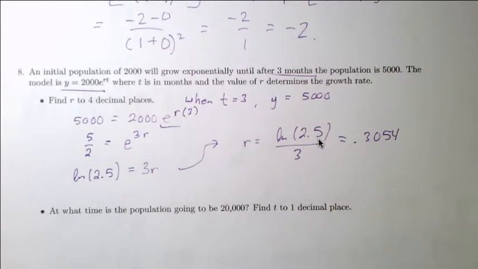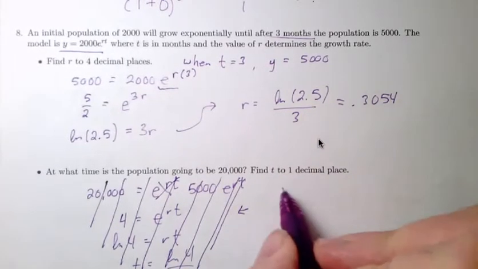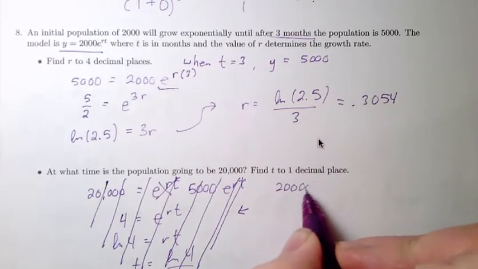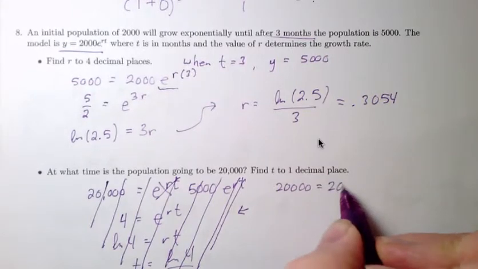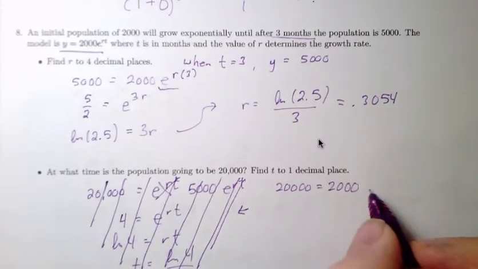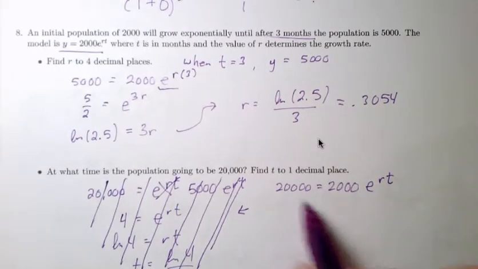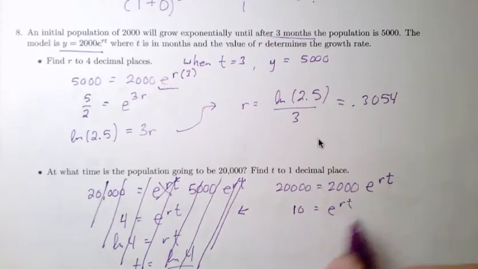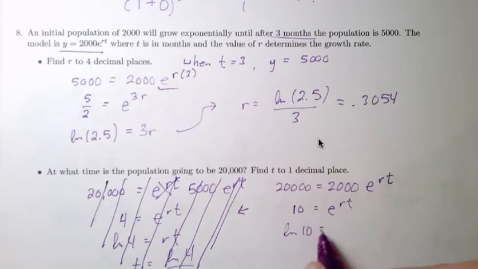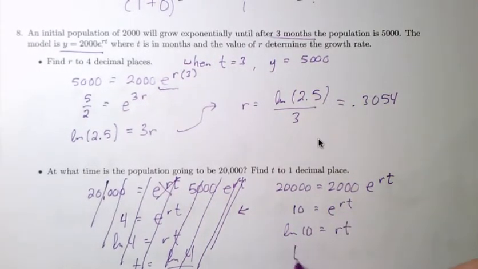At what time is the population going to be 20,000? I plug y equals 20,000 into my model. I know the value of r, but I'm just going to write it as r for now. And now I need to solve for t. Dividing both sides by 2,000, I get 10 equals e to the rt. Natural log both sides. Solve for t.